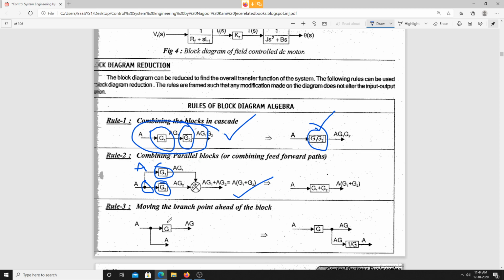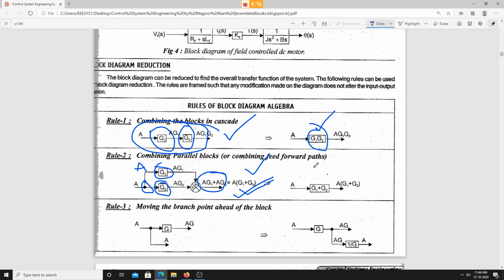Now in this case, I have the summing point, and here I have taken the positive sign. So AG1 plus AG2, is it or not? A I have taken common. So this is the final output that I am supposed to get.